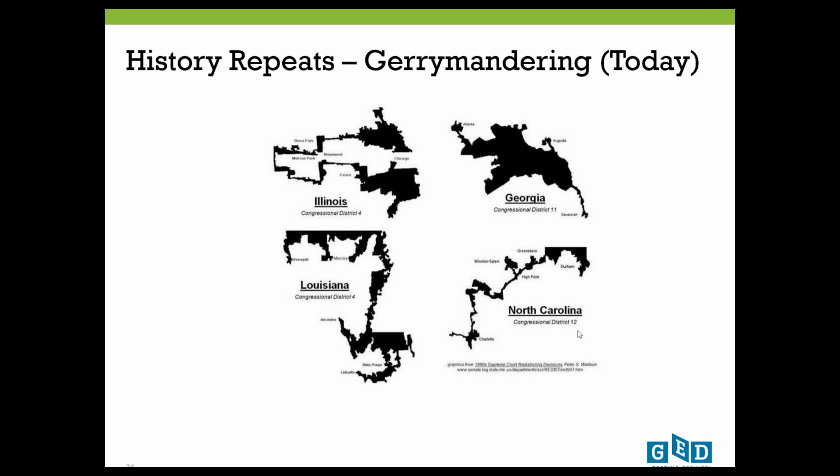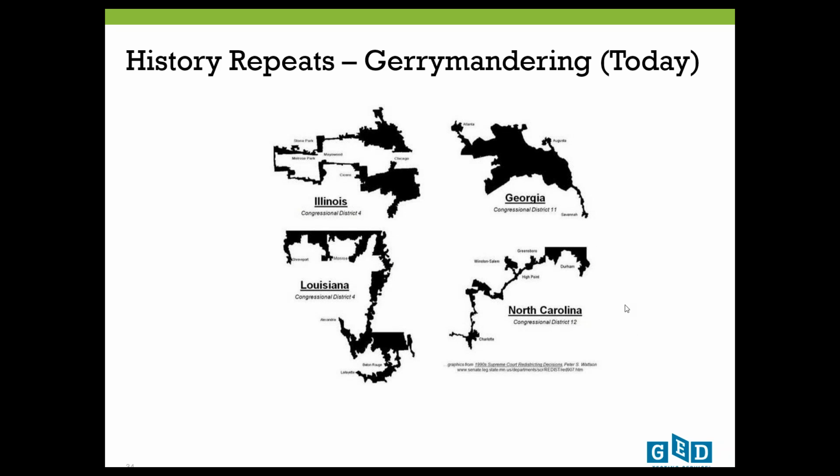I live in North Carolina, and this is an example of just one congressional district. And it weaves its way from Durham through Greensboro, High Point, even up to Winston-Salem, and then finally lands in Charlotte. But I don't think that quite holds a candle to, in Louisiana, the Congressional District 4, which starts all the way up in Shreveport, makes its way all the way down into Baton Rouge and over into Lafayette. These are what we call gerrymandered districts.